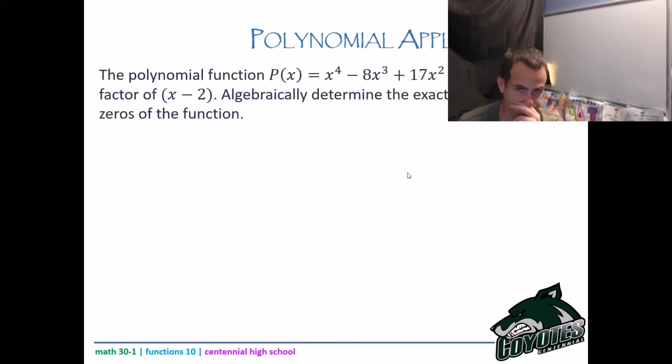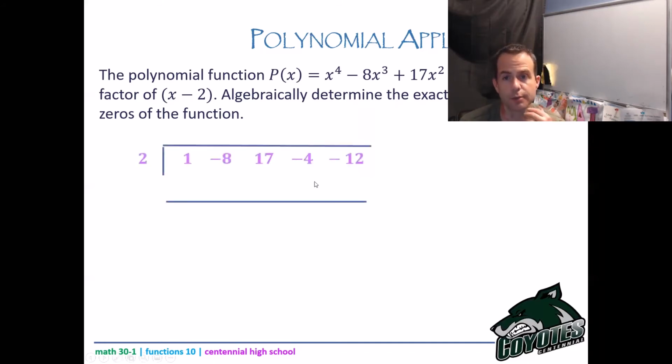The polynomial function p of x equals x to the 4 minus 8x cubed plus 17x squared minus 4x minus 12 has a factor of x minus 2. Algebraically determine the exact values of all the zeros of the function. Okay, so I'm looking for zeros of the function, so p of x is going to be 0. I need to factor this degree 4 polynomial, but I've been given one factor, so I'm going to start with the x minus 2. I'm going to divide out the x minus 2 and see what I'm left with.